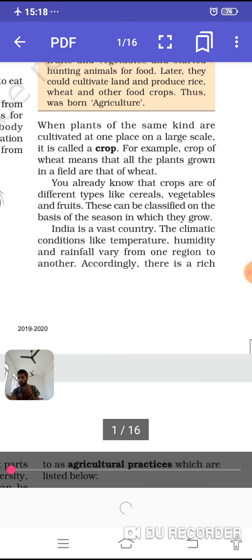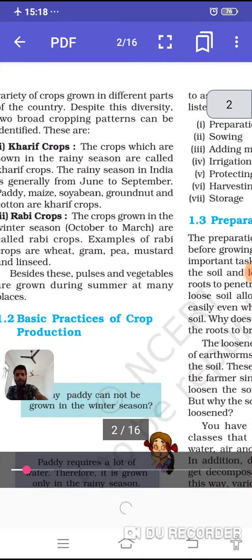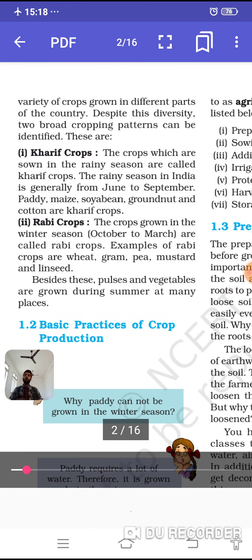If you go to Trivandrum, you can feel it is very hot compared to Jammu and Kashmir or Himachal Pradesh. So that's why, according to their altitude, India experiences different types of temperature, humidity and rainfall. Temperature, humidity and rainfall vary from place to place, and accordingly there is a rich variety of crops grown in the different parts of the country.